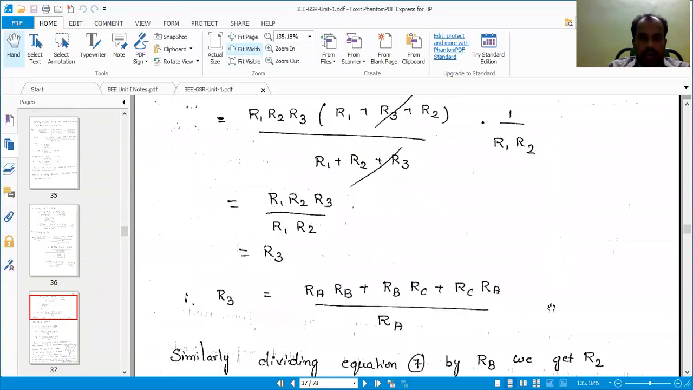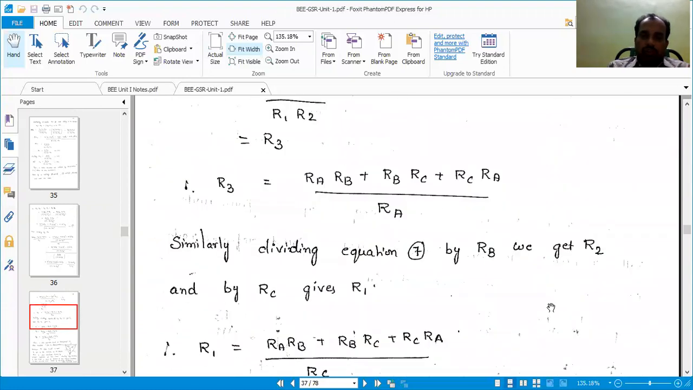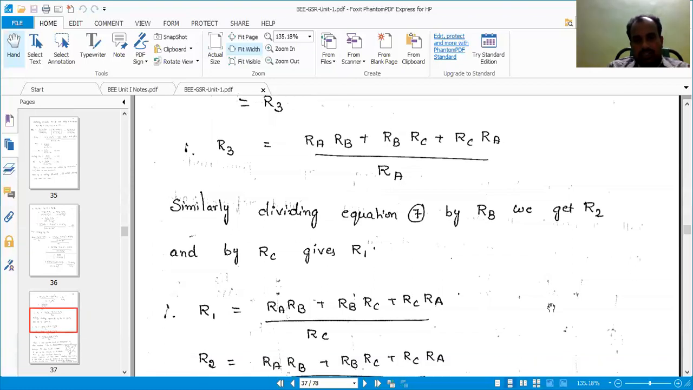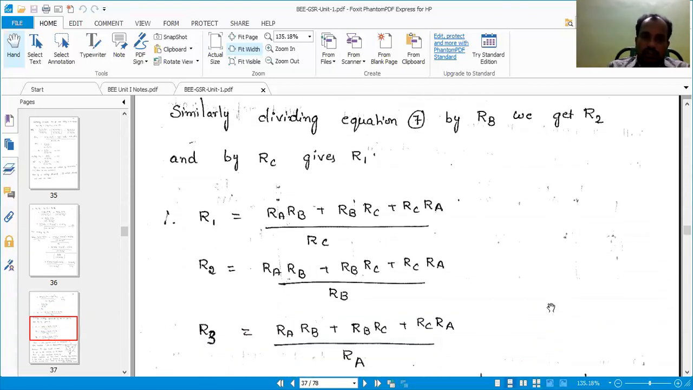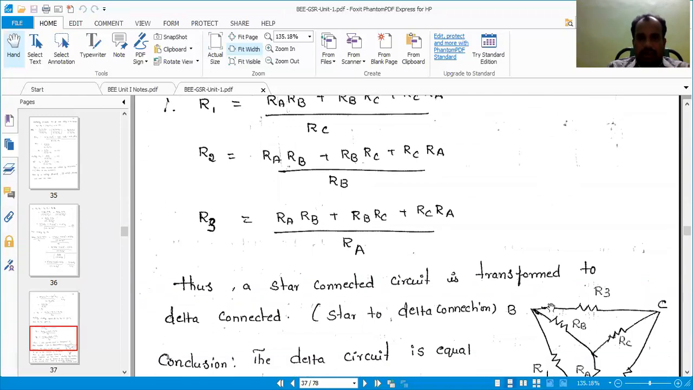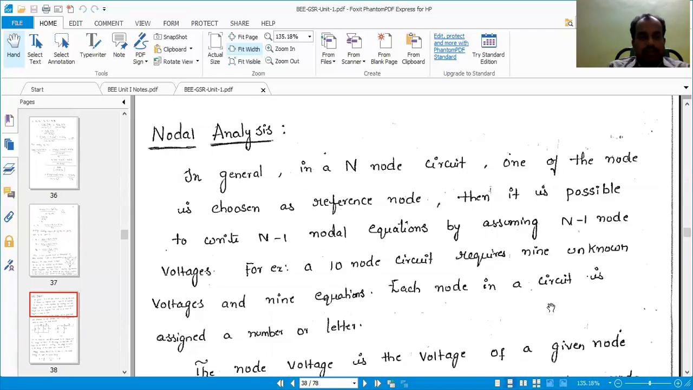Finally we get the R1 value. So R3 equals RA into RB plus RB into RC plus RC into RA by RC. Similarly, dividing by another equation, dividing by RB, you get the R2 value. R1 equals RA into RB plus RB into RC plus RC into RA by RA. Finally, the R3 value equals RA into RB plus RB into RC plus RC into RA by RC. Okay, these are the star to delta transformation and the delta to star transformation.